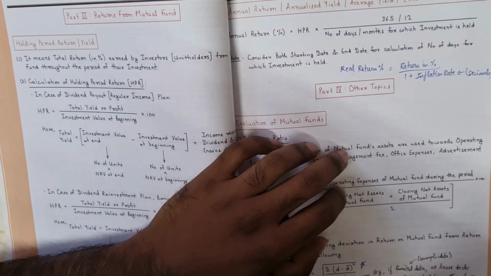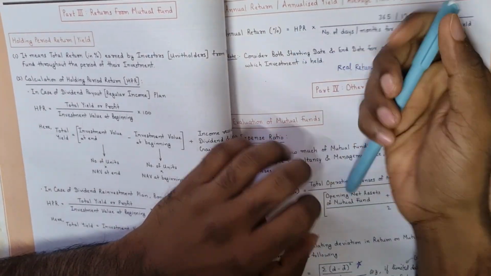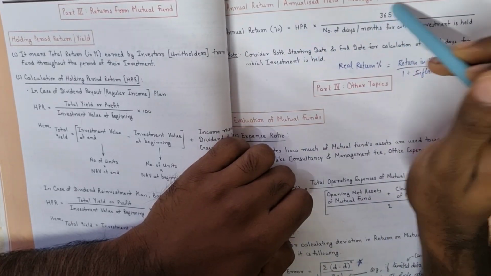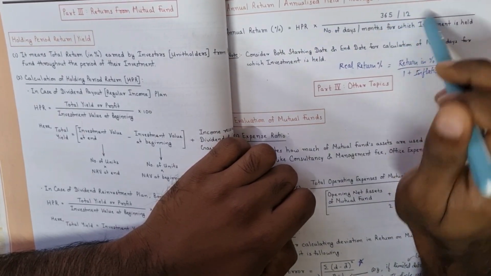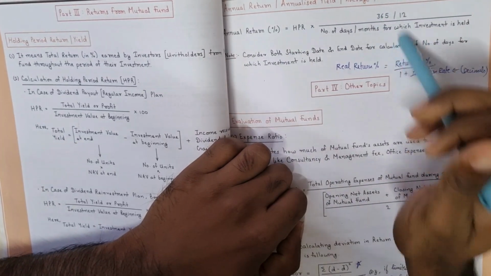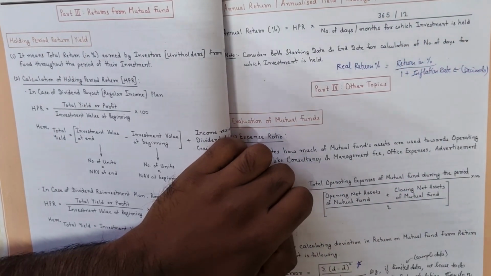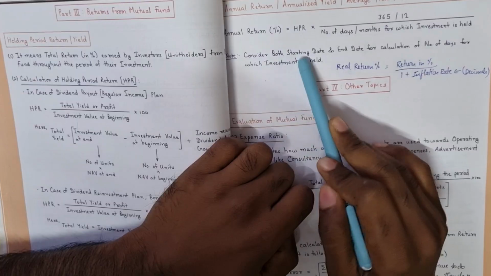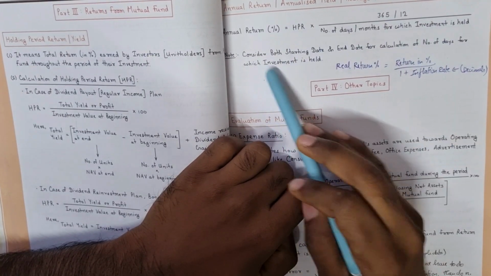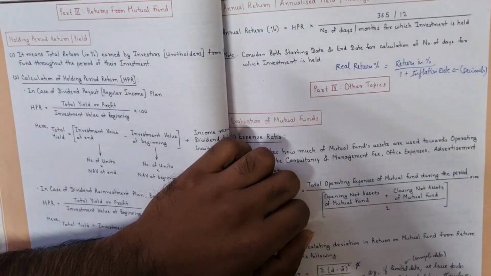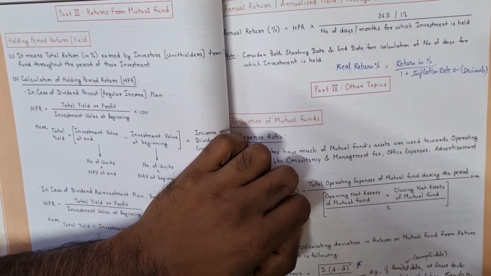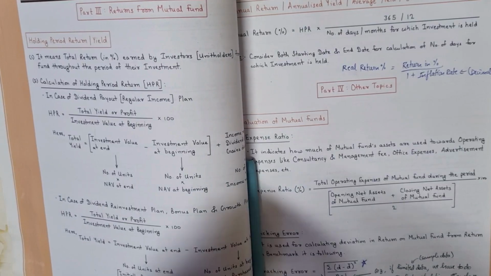So how do you calculate it? You'll take the holding period return for 5 years, let's suppose it is 200%, into 365, or 12 months, divided by the total months held. Let's suppose it is 60 months. 12 divided by 60 gives you the return for 1 year. Consider both starting date and end date for calculation of number of days for which the investment is held.